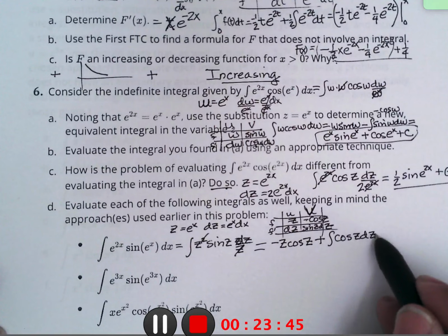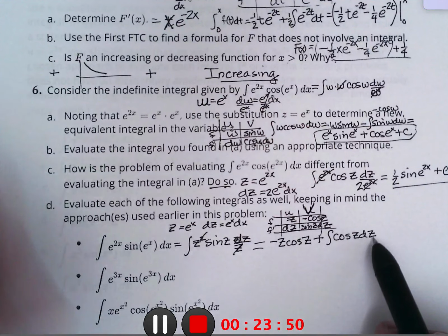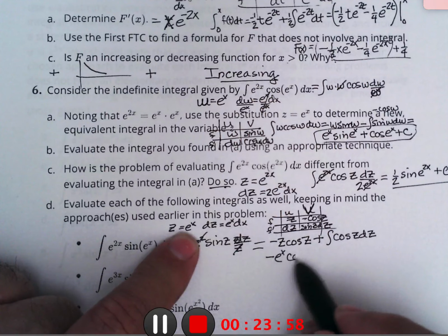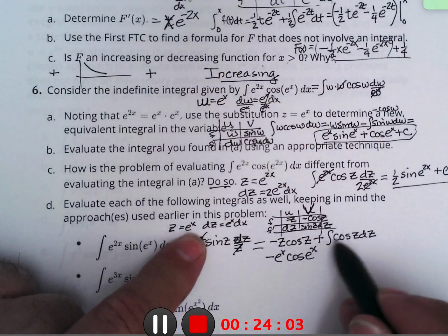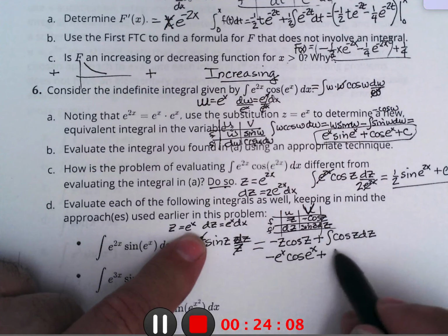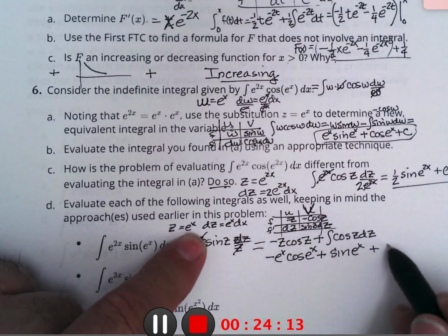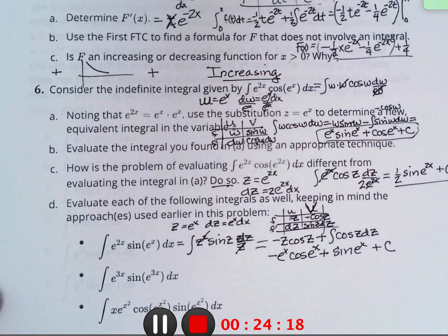The antiderivative of that is just sine of z, so we're going to get negative z, which is negative e to the x cosine z, and the antiderivative of cosine is sine, so we're going to get plus sine of z plus c. So that's this one. This one will be simpler.